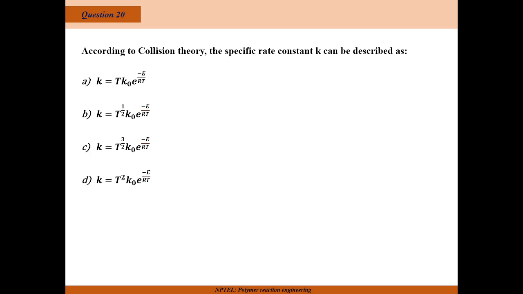So, according to collision theory, the specific rate constant can be described as k is equal to T0 e raised to minus E by RT, k is equal to T raised to 1 by 2, k0 e raised to minus E by RT, k is equal to T raised to 3 by 2, k0 e raised to minus E by RT, k is equal to T square e raised to minus E by RT. Which one will actually represent an equation for k?